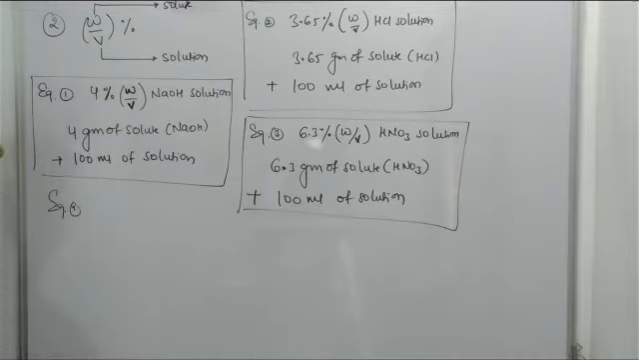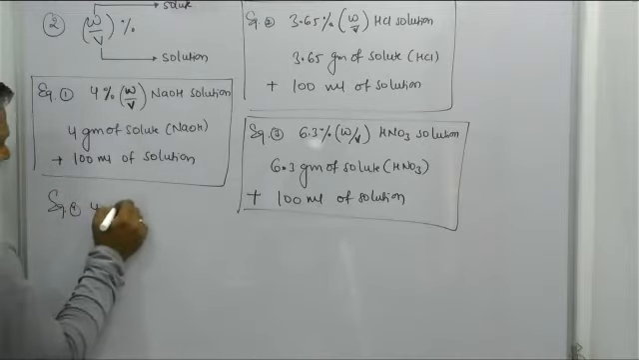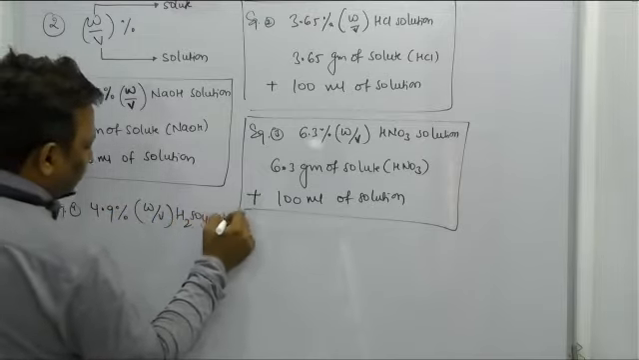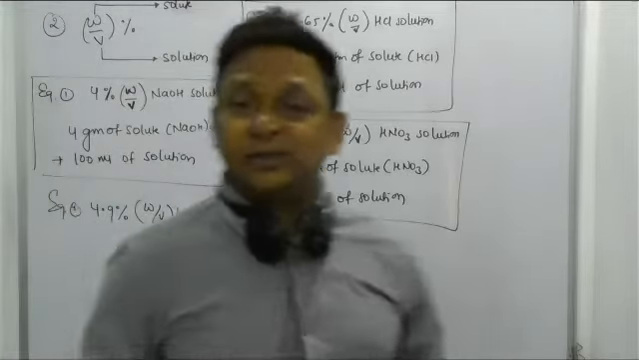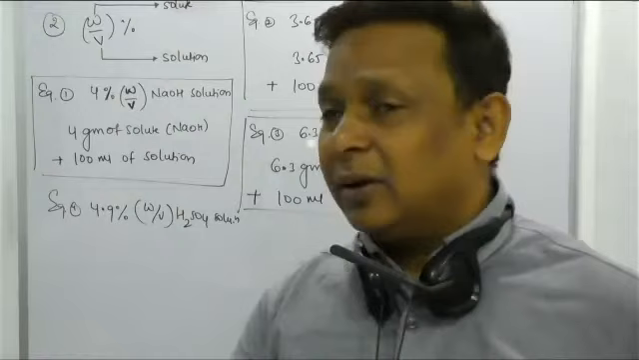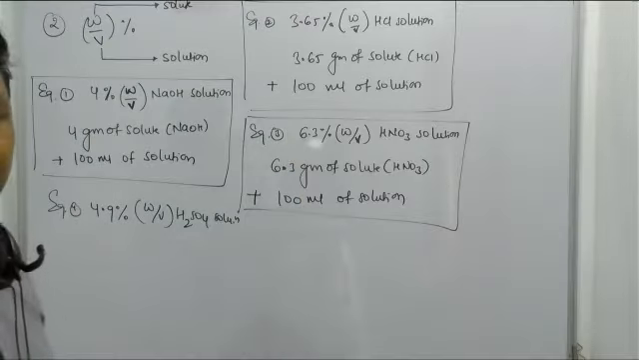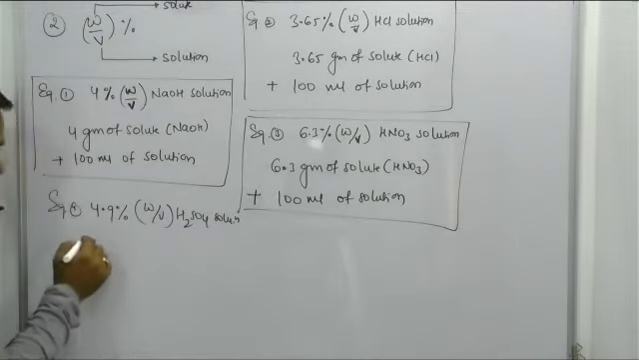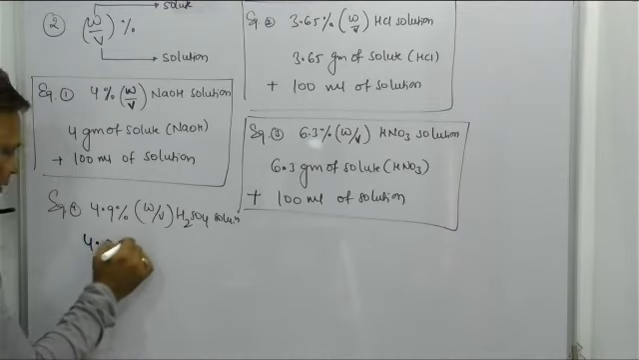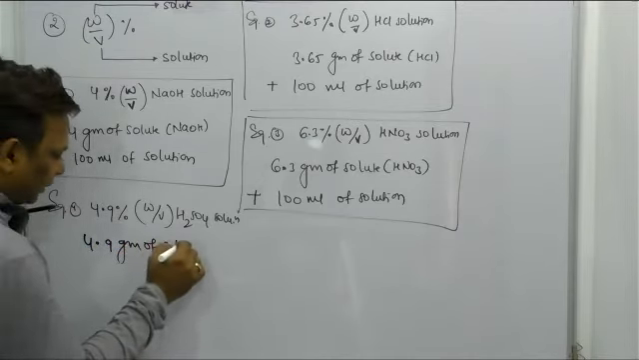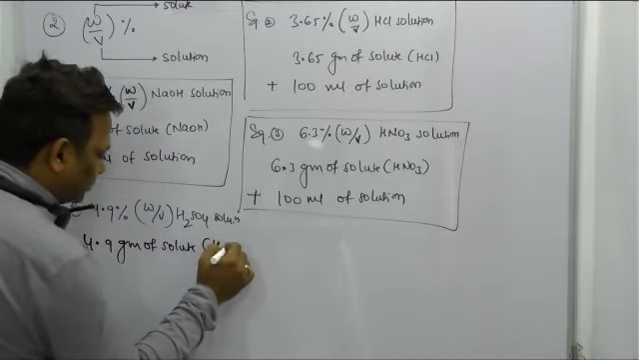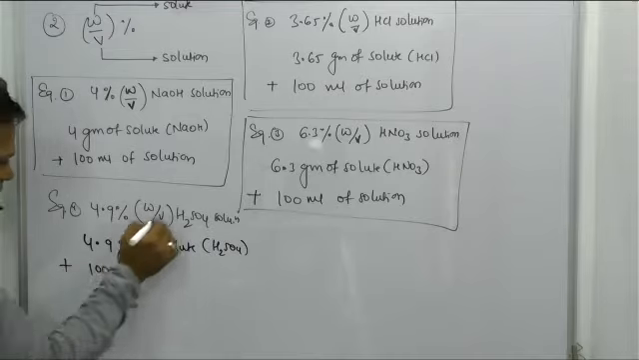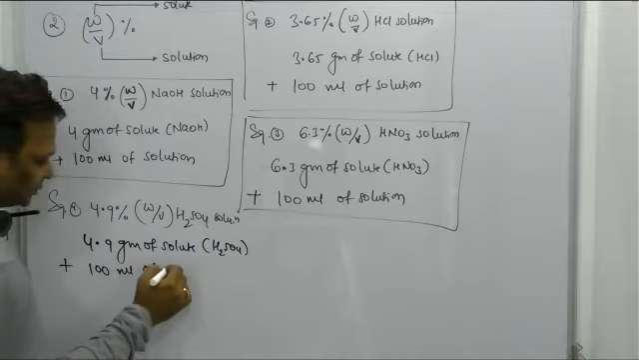Which one will I give for you now? Beta, 4.9% W by V H2SO4 solution. Can you tell me beta what this term indicates here? 4.9% W by V H2SO4 solution indicates that 4.9 gram of solute. What is the solute beta we are having? H2SO4. It is present in percentage, means per 100. V means ml of solution.